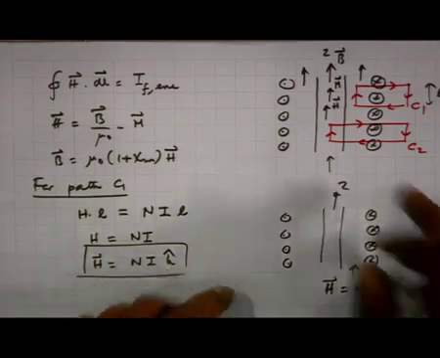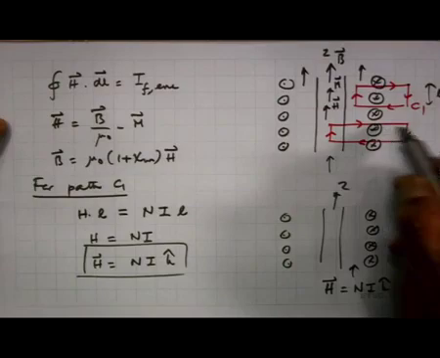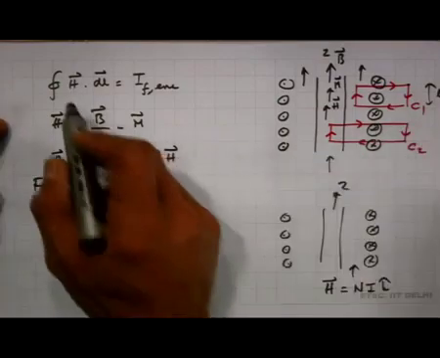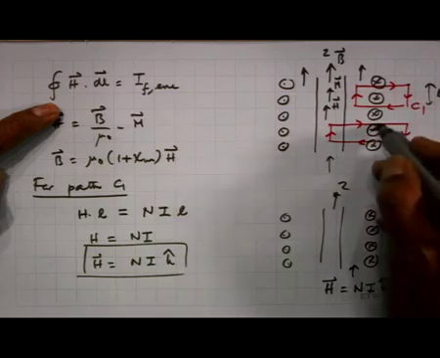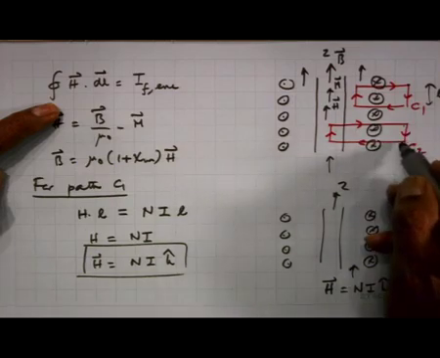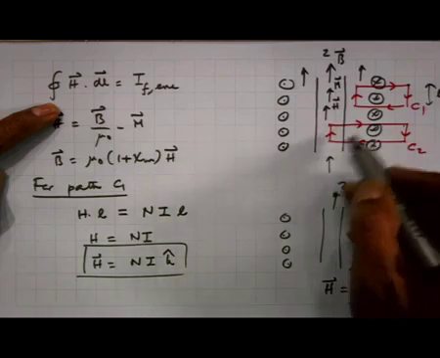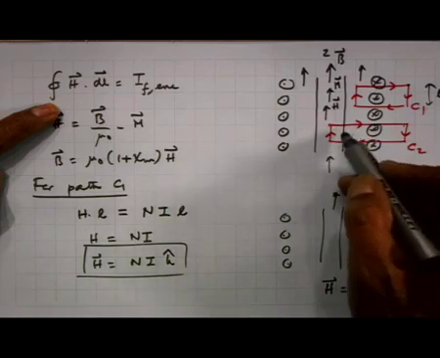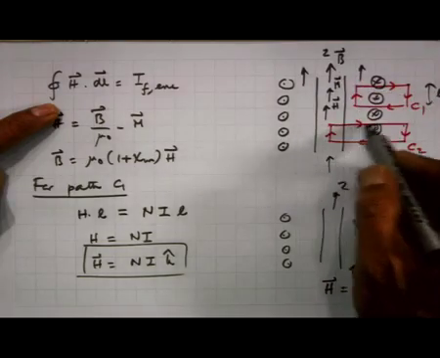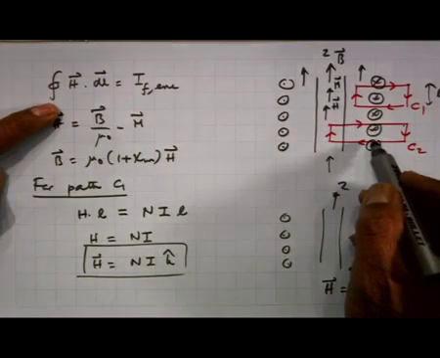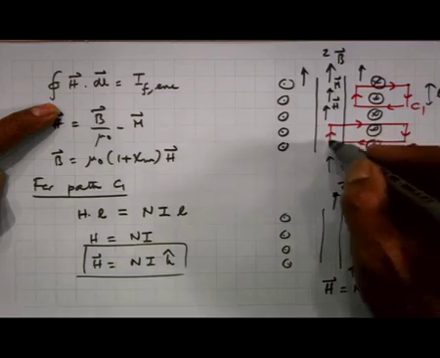Now, let me calculate for path C2. Look here, for path C2 again I apply the same law. There is no H vector outside, so there is no contribution from here and from these two parts of the path. For these two parts of the path, the H vector, which is along the z direction, is perpendicular to the dl vector. So, there is no contribution from these two paths either. So, the only contribution is coming from this path.